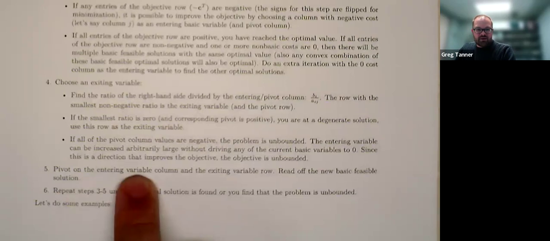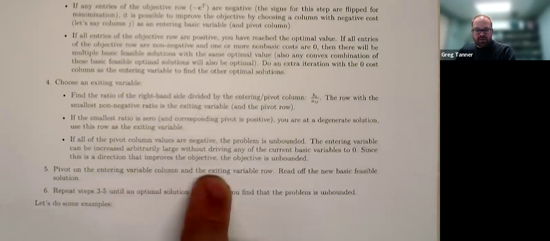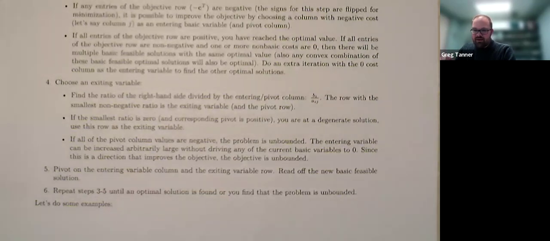The next step is we pivot on our entering variable column and exiting variable row. So we circle that row and that column. We want to turn that entering variable column into a standard basis vector with 1 in the exiting variable row and 0 everywhere else. Use elementary row operations to do that, using that exiting row, that pivot row, as your tool, and adding or subtracting multiples of it to other rows.